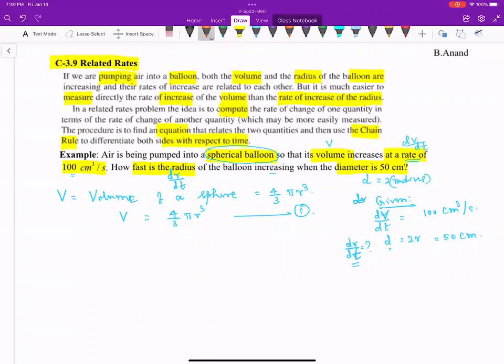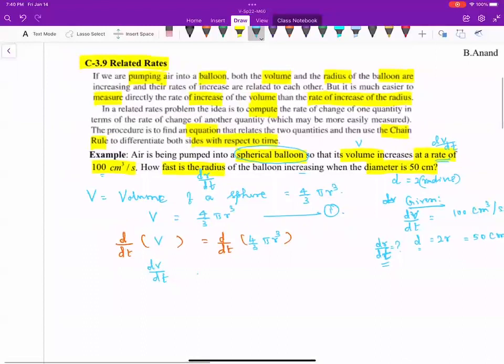All right. Now let's find the derivative on both sides. Let's take the derivative on both sides. On the right hand side, we have 4 by 3 pi r cube. So dV by dt equals 4 by 3, which can be taken out of the derivative, then pi can also be taken out of the derivative. Derivative of r cube: it is the derivative with respect to r and then with respect to t. So it is 3r square, the outer derivative, times dr by dt.